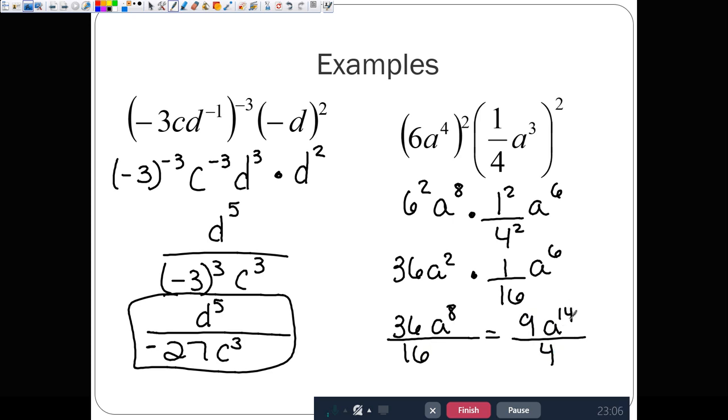Or, not 14th, oh, this should have been 8, I'm sorry. This should be 14. Sorry, that's a 14.